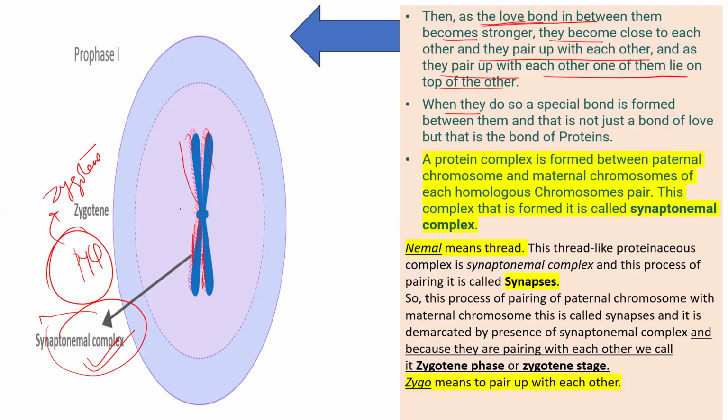So a complex of protein is formed between the maternal and paternal chromosome of each homologous chromosome pair, and this complex is known as the synaptonemal complex. It starts because the love between the two homologous chromosomes is going to deepen. So the complex arises in the zygotene stage of prophase 1. It means that it is a synaptonemal complex between the two homologous chromosomes, a complex of protein.